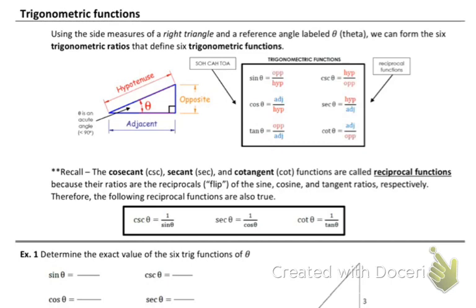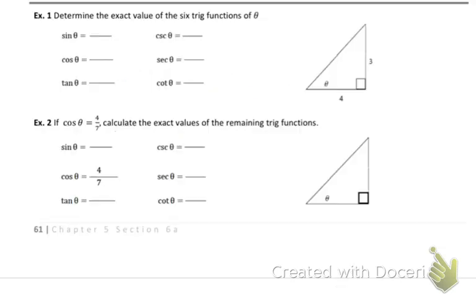All right? So that means cosecant would be hypotenuse over opposite, secant will be hypotenuse over adjacent, cotangent will be adjacent over opposite. The other way we can write cosecant, secant, and cotangent, we can just write them as 1 over sine, 1 over cosine, and 1 over tangent. All right. Most of this should be a review from geometry, just rehashing this information. We're going to go ahead and jump down to example 2.